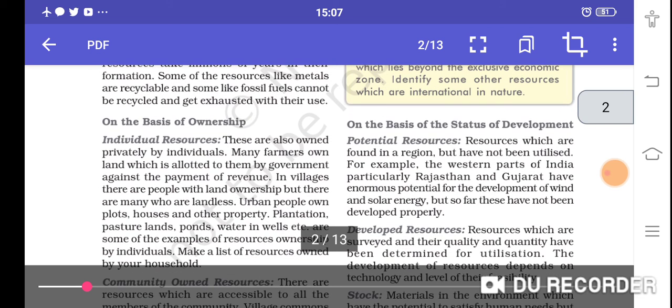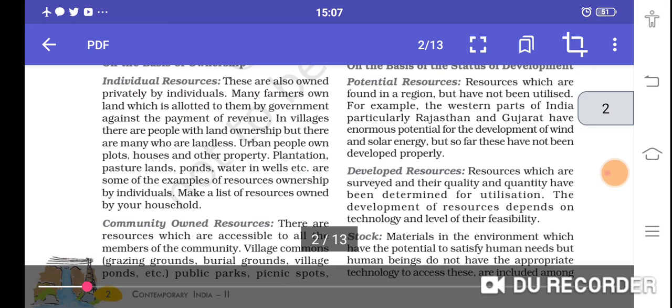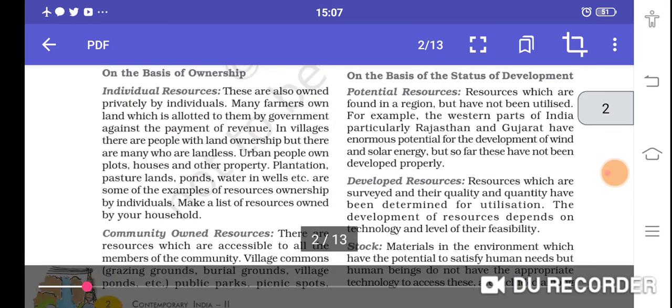Okay, so these are the classification of resources, and the resources are also classified on the basis of status and development. Some of the resources are potential, some are developed, some are stock, and some are reserves. Let us see what potential resources are.